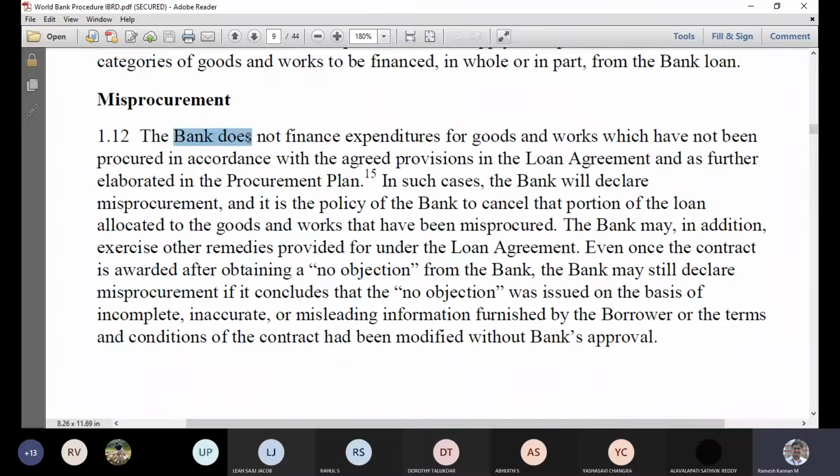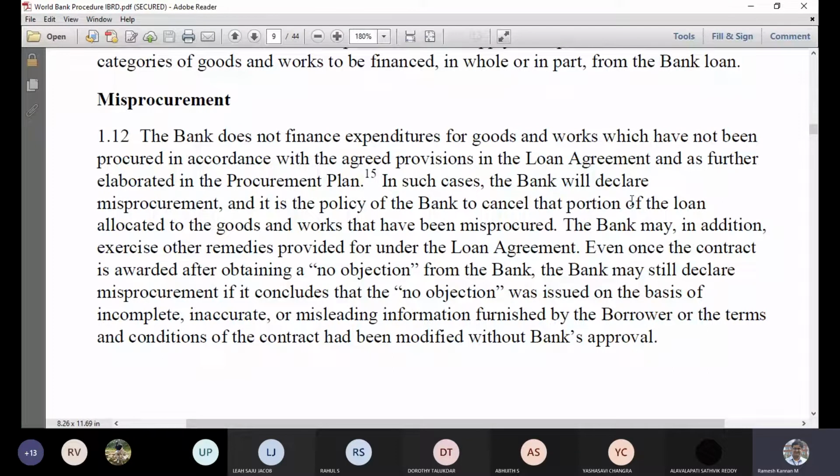Misprocurement is when the bank does not finance goods and works which have not been procured in accordance with the agreed provisions in the law. Say, for example, if there is a provision to buy a certain equipment through some approved agency, and they bought it by other means which is not stated in the document, then it is called misprocurement.